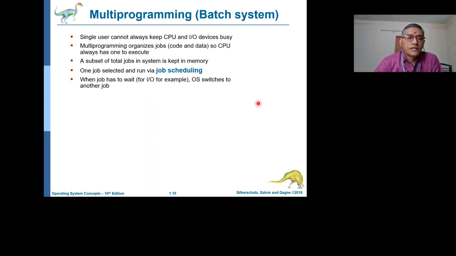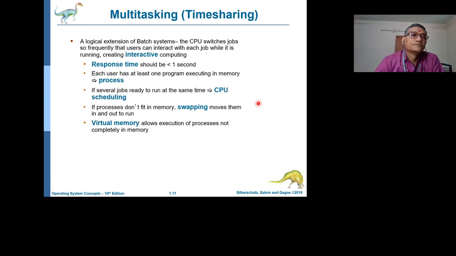Now there is a concept called job scheduling, where the scheduler's responsibility is to choose one among the n number of programs available in the main memory for the CPU to execute. Whenever a job has to wait for any I/O or any other event, the operating system switches to another job. When the operating system switches from one job to another job, we call it context switching.